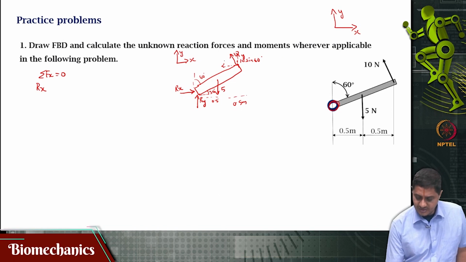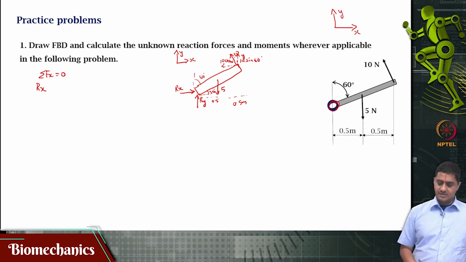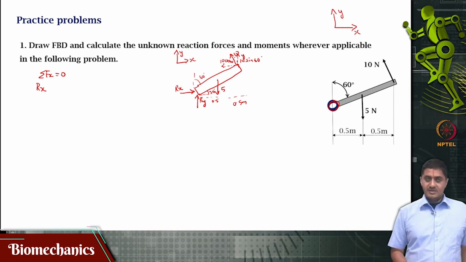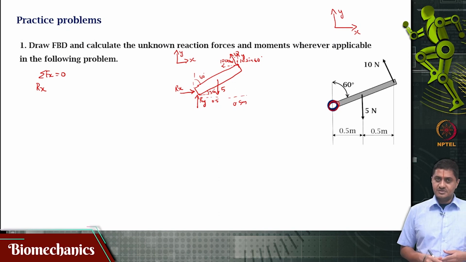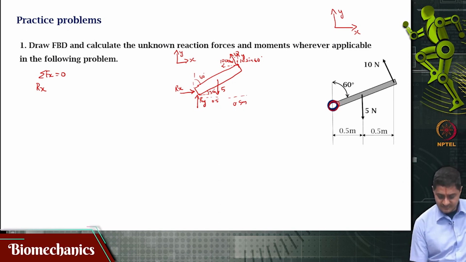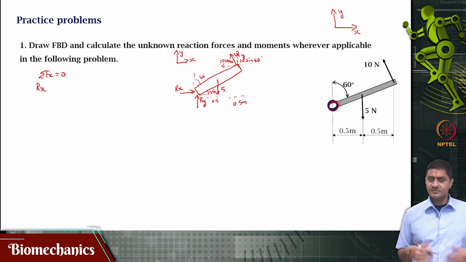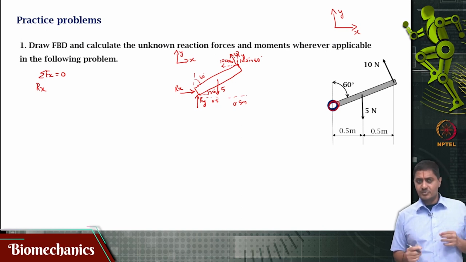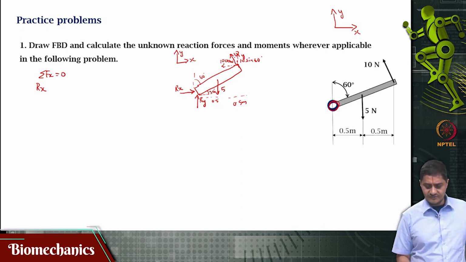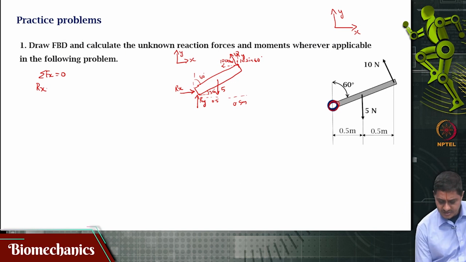The x component will be likewise 10 times cos 60. I am resolving this force into two components and writing the values of the x and y components, and I am including the x component in our discussion. That will be minus 10 cos 60.